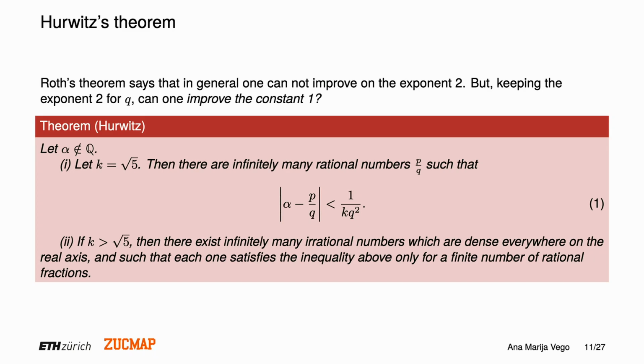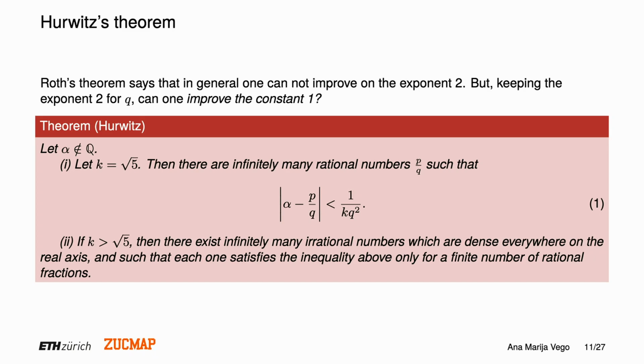But something funny happens if k is greater than square root of 5, because then there exist infinitely many irrational numbers which are dense everywhere on the real line. And for each one of them, if you choose it, it will satisfy this inequality up here only for a finite number of rational fractions. Okay, and this seems a bit weird.